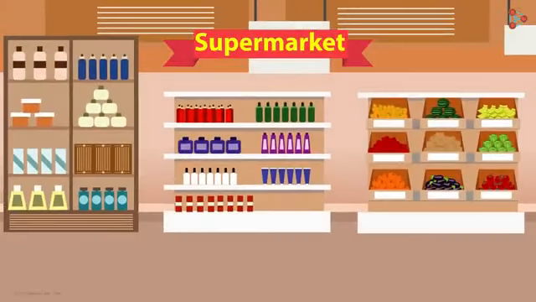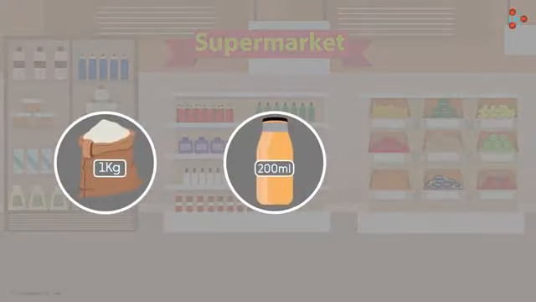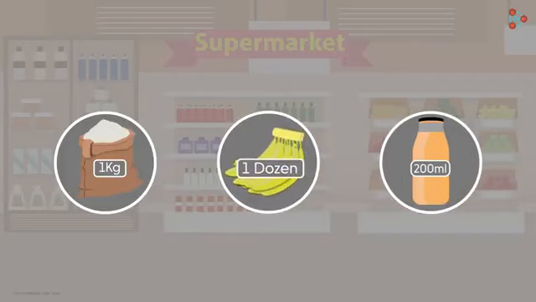When we go to a supermarket, we always buy things using standard values. In other words, we always take 1 kilogram of rice or 200 milliliters of fruit juice. Fruits are sometimes counted using the unit dozen. 1 dozen means 12 of something.